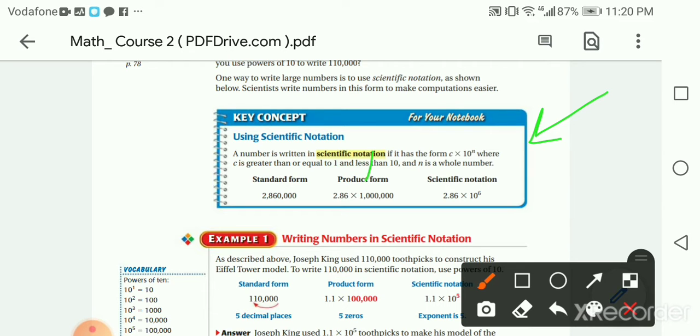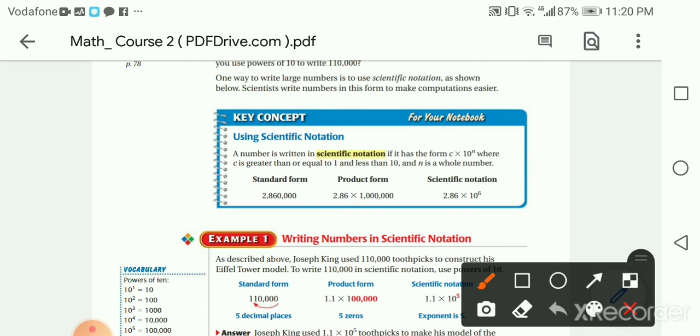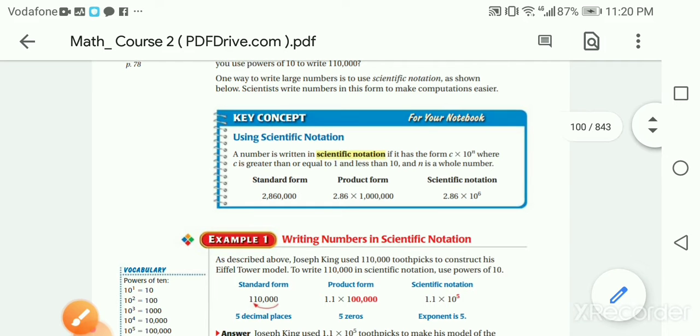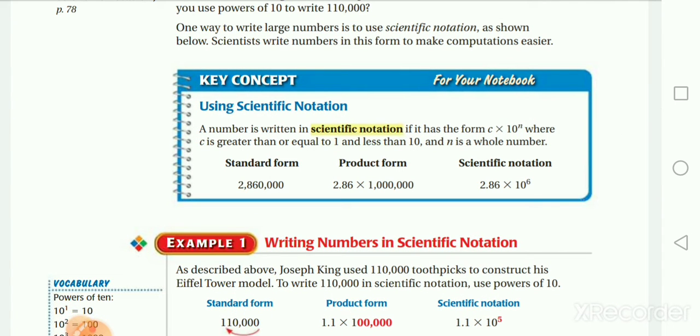So the standard form I have here is 2,860,000. I can see the product form here: 2.86 times what? Times a million. Scientific notation: 2.86 times 10 to the 6th power. Can you see this? Okay, so I have here what again? Standard form, product form, scientific notation.